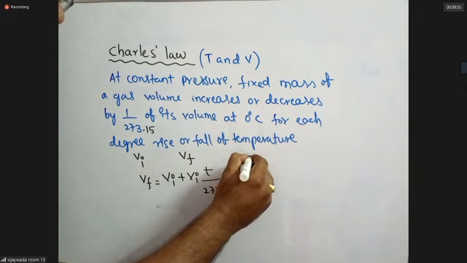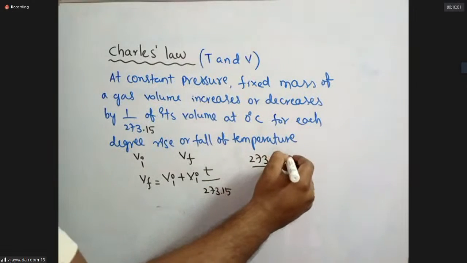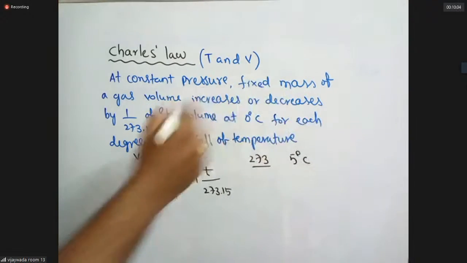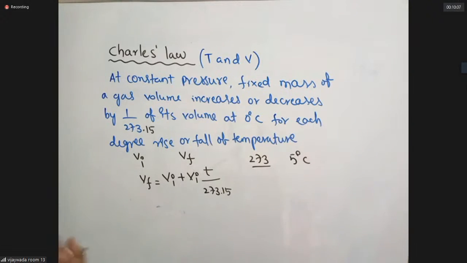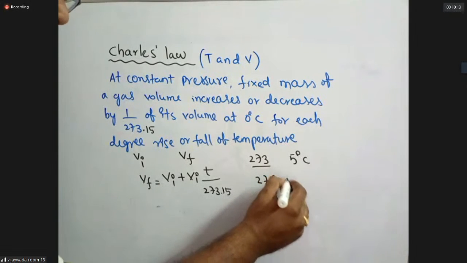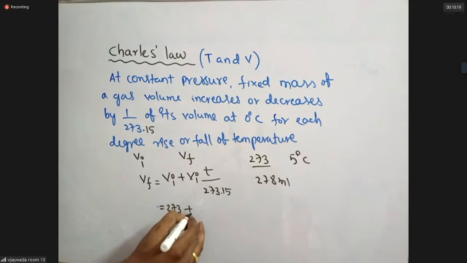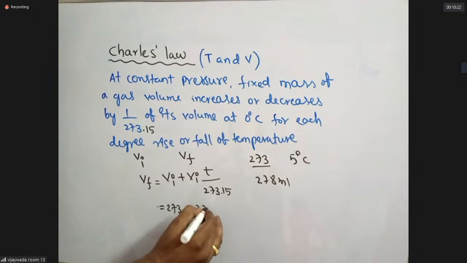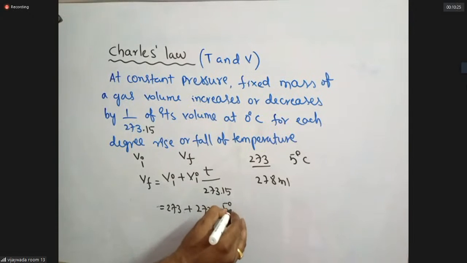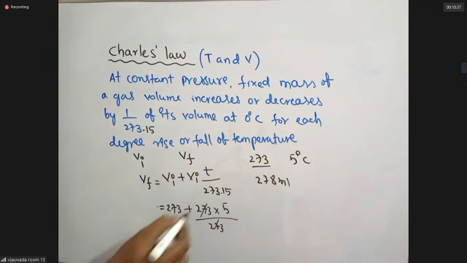Let's say 273 is the initial volume. By increasing 5 degrees Celsius, what is the new volume? New volume, 273 plus 5, 278 ml must be. So apply this formula: V initial 273 ml plus V initial 273, temperature increased by 5 degrees, by 273. I'm taking 273 for simplification. So 273, 273 cancel. 273 plus 5, 278.